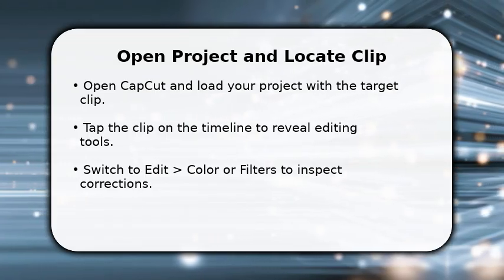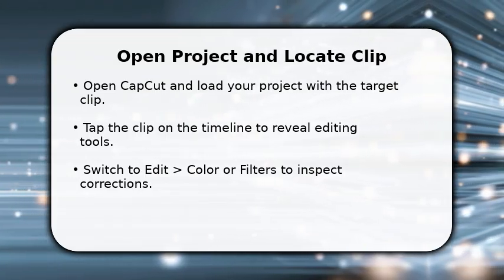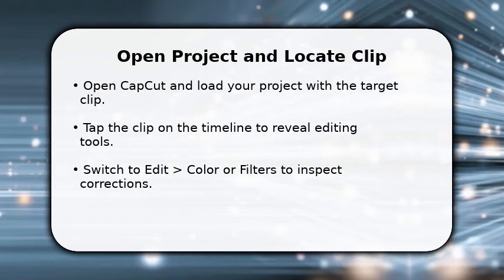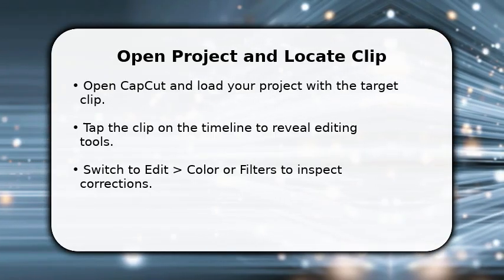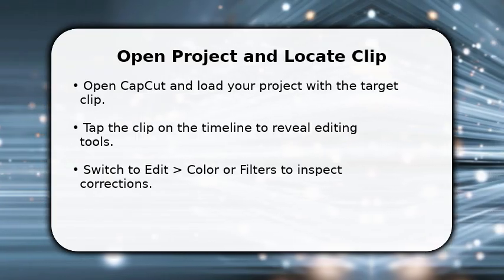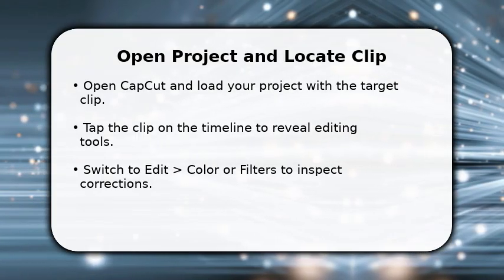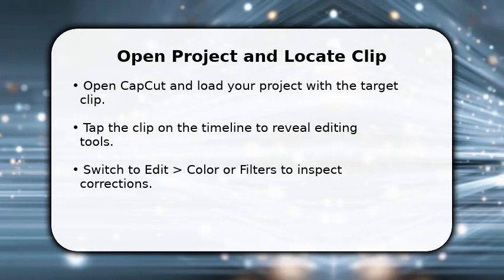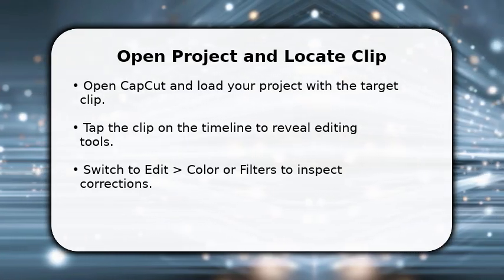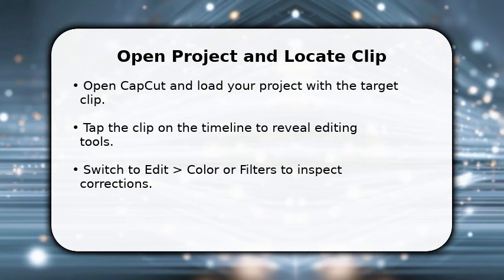Once selected, look at the active panels: filters, adjust, and presets, because color correction can hide in any of them. Make sure to note which panel shows sliders or a highlighted preset so you know where the applied corrections lie before you remove them. You now remove manual adjustments.